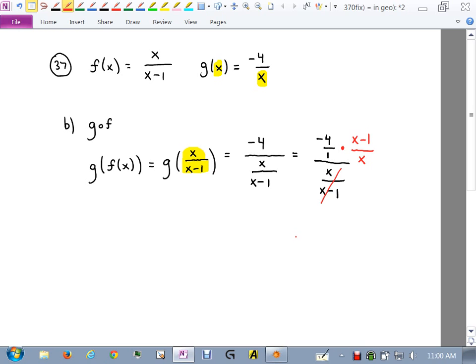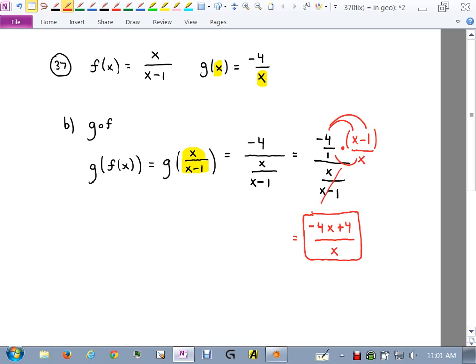And so now this equals, and you are multiplying this negative 4 through the top now. So negative 4x plus 4, and then on the bottom, 1 times x gives you x. That would be your composition. That makes sense to start? Any questions on that, 37 part B? Domain? Yeah, that's what we're going to do now.